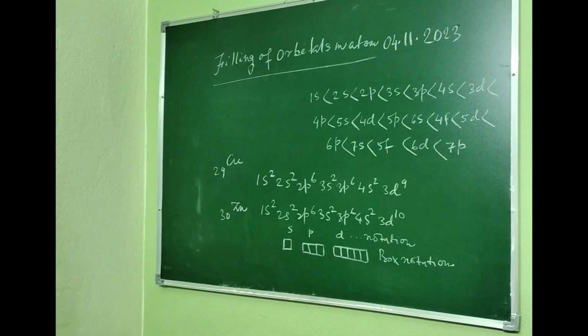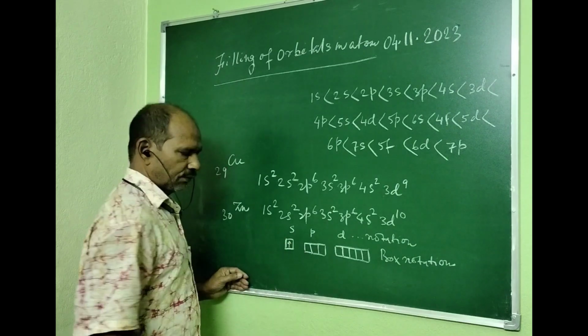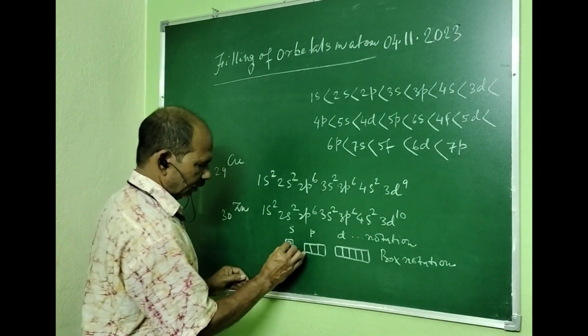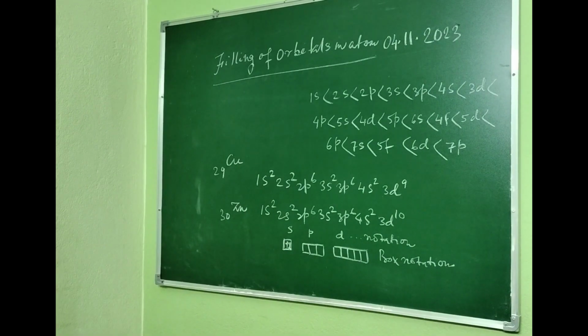In the second notation, each orbital of the subshell is represented by a box, and the electron is represented by an arrow, a positive spin. That means this is with positive spin, and this is with negative spin. The advantage of the second notation over the first is that it represents all the 4 quantum numbers.